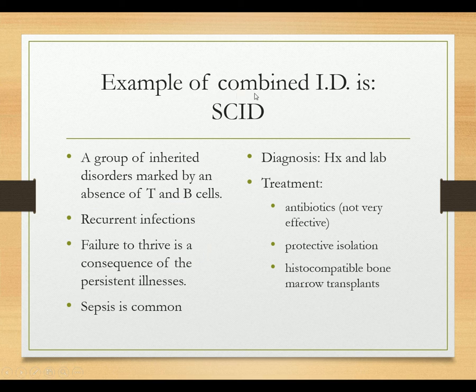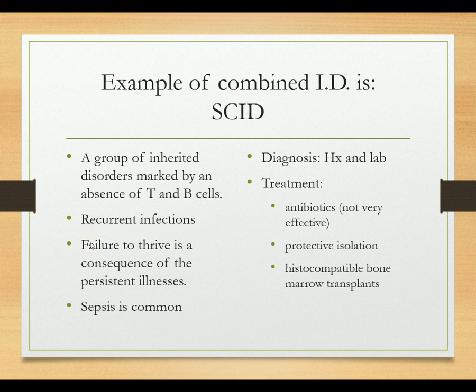So the example of the combined immunodeficiency is SCID, severe combined immunodeficiency, and this is when you have an absence of B and T cells. So you can imagine you don't have any antibodies to help you out. You have nothing turning the system on and off. There's absolutely nothing to help. So anything you come into contact with could possibly cost you your life.